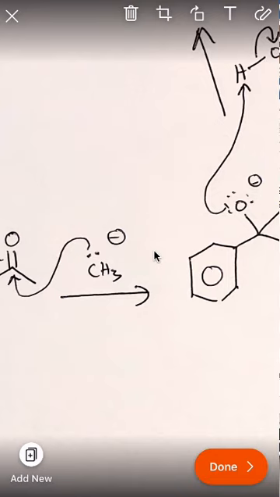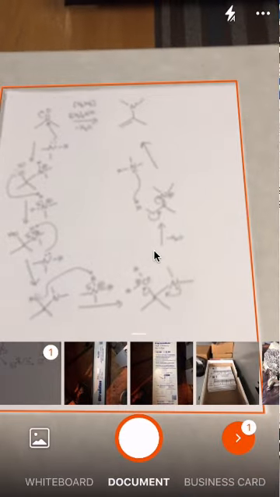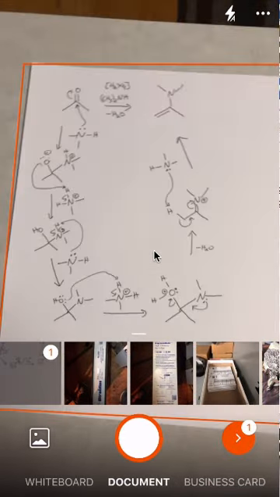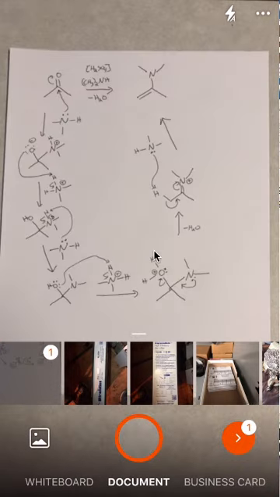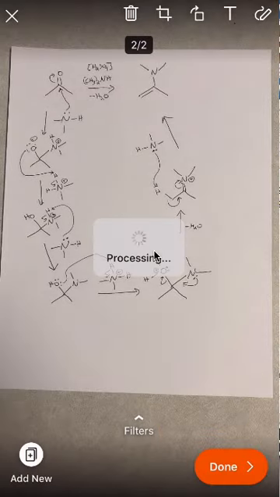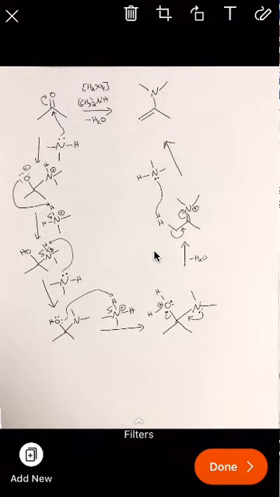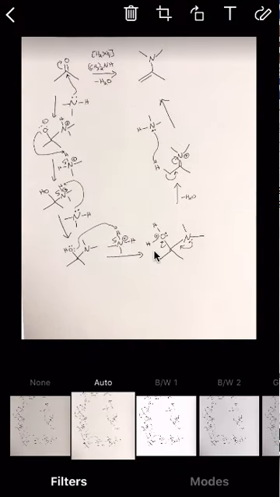So because I have multiple pages, I don't want to click done on the bottom left. I want to click add new to add another page. All right, so now I can take the picture of my second page of my work. And again, it's done a good job of capturing everything that I wanted to see.